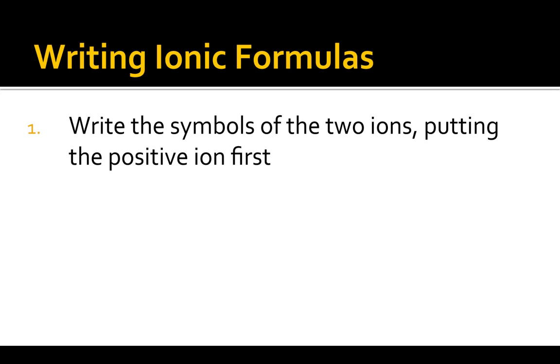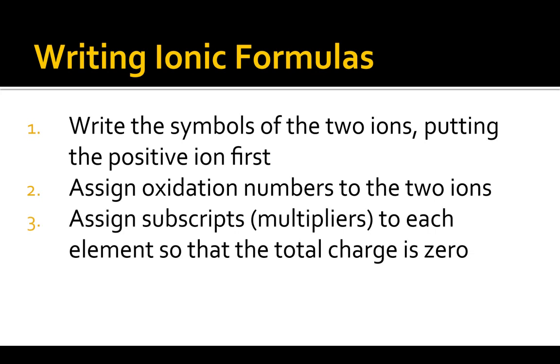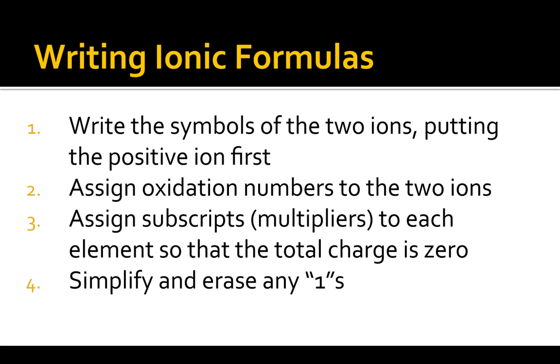So to write an ionic formula, you write the symbols of the ions, putting the positive one or the metal first. You assign their oxidation numbers. Then you assign subscripts to make the charges equal. And then you get rid of any ones that you may have had.